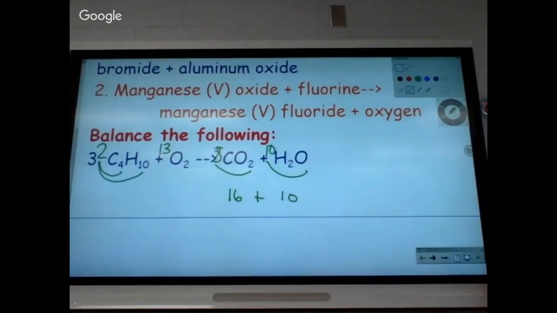Questions? Any questions about how to do that? No? So why did you put the 2 out front again? Because we got an odd number when we added the O's, and we couldn't put a decimal in front of the O2 to make it even.